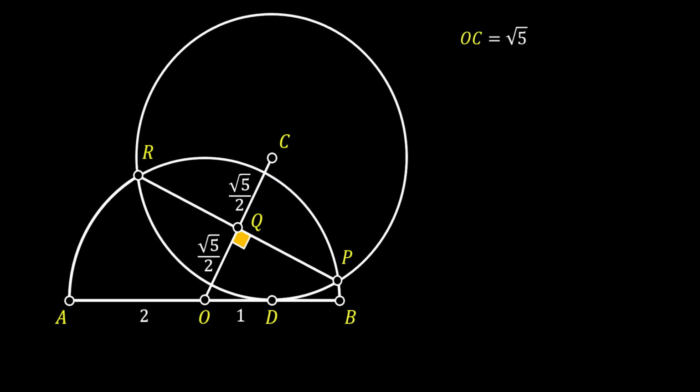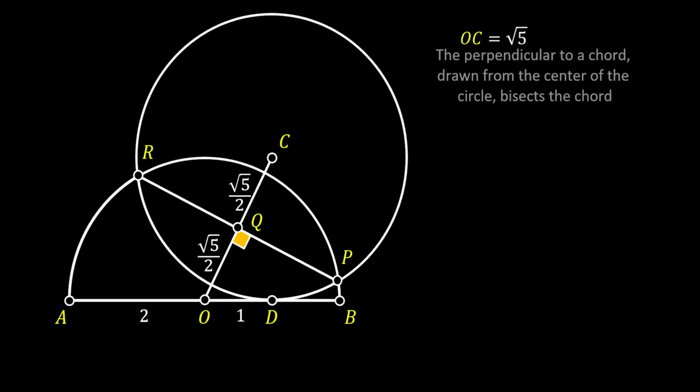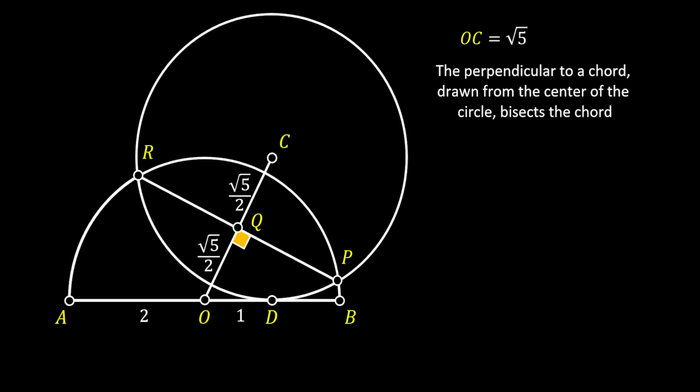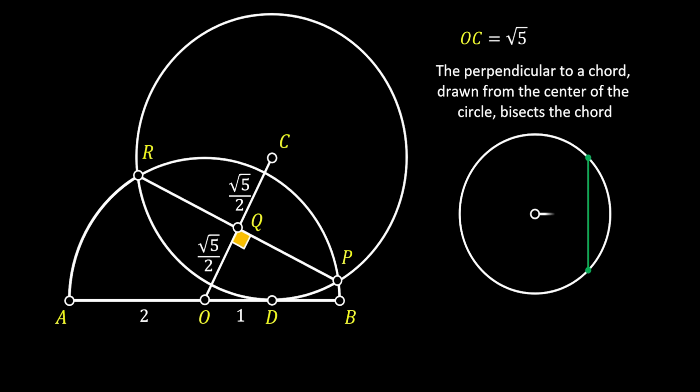Alright, so now let's use another circular fact, which states that the perpendicular to the chord drawn from the center of a circle bisects the chord. If you take a look at our sketch on the left, you can see that the line OC is perpendicular to the chord PR, so this means that it will bisect this chord into two identical segments, which we can label as x over 2.